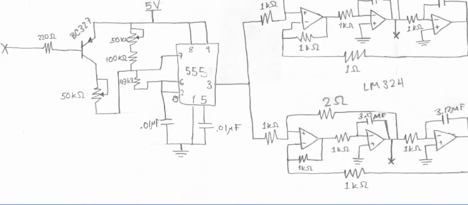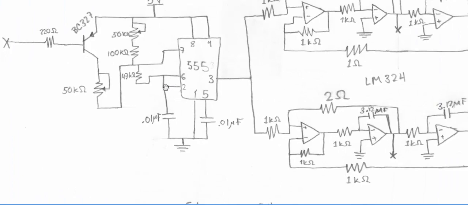Then we have a bridge, just a simple cable from pin number 6 to pin number 2. From pin number 2 we have a capacitor of 0.01 millifarads, and it goes to ground. And it's the same from pin number 5, sorry, and also pin number 1 goes directly to ground.